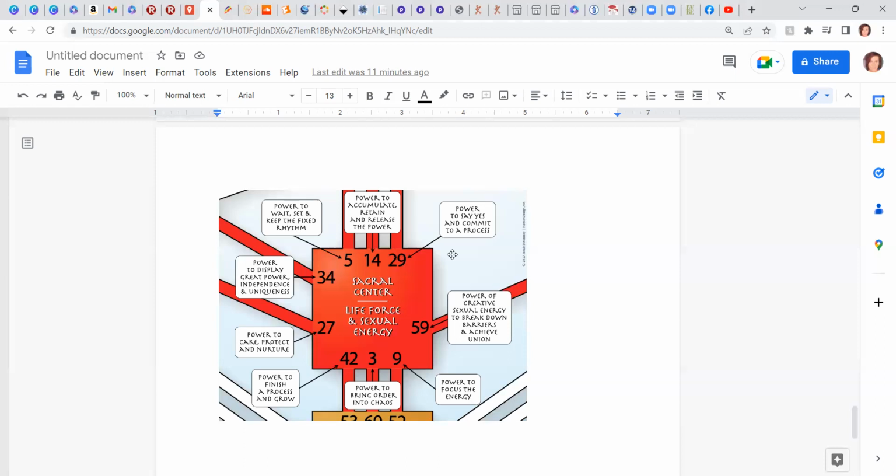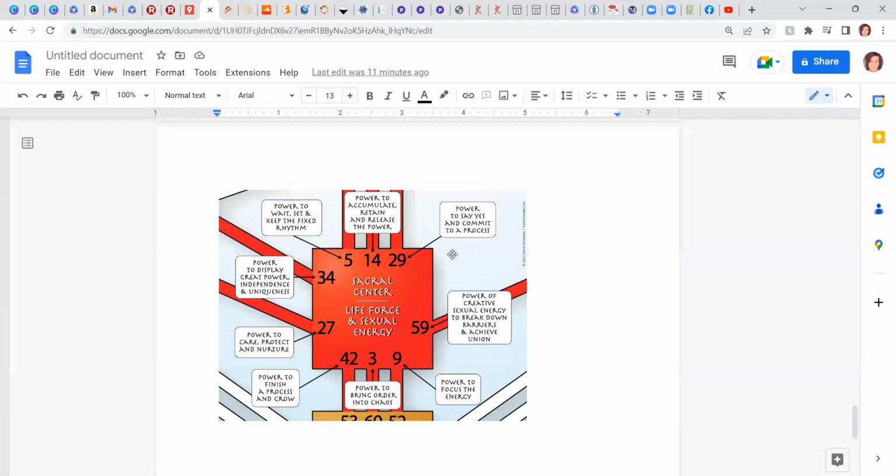So anyway, the 9, let's go move further around the square here. Power to focus the energy. The 3, power to bring order into chaos. 42, power to finish a process and grow. Power to care, nurture, and protect, that's the 27. 34, power to display great power, independence, and uniqueness.